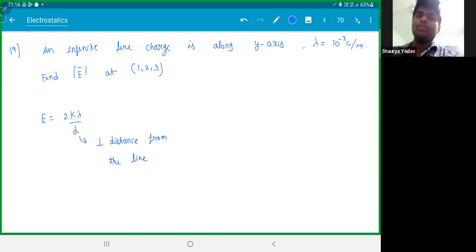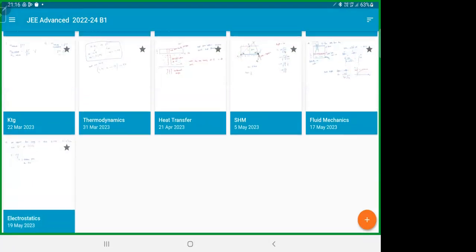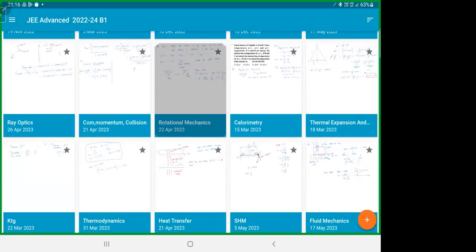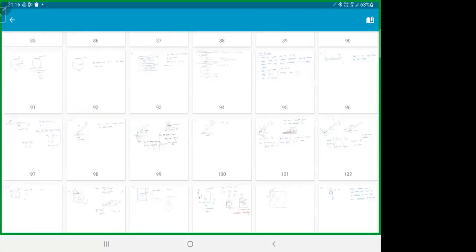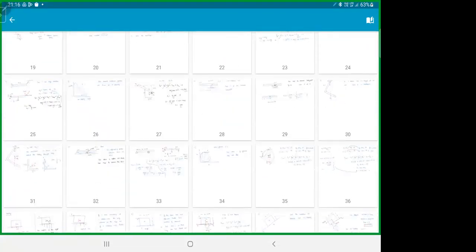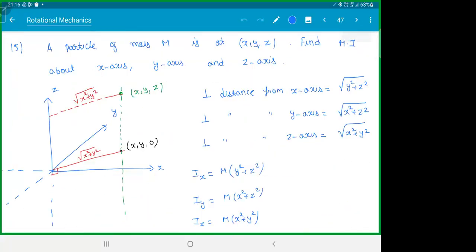Mod of Ax plus By plus C upon root of A square plus B square. I taught you this in rotation and I told you to remember this. Remember this question? How to find perpendicular distance from a line? If you want perpendicular distance from y-axis, ignore the y coordinate, right?